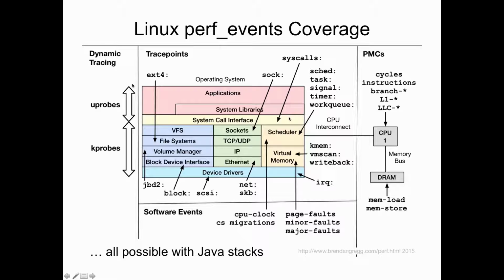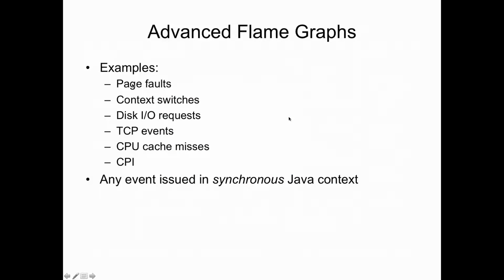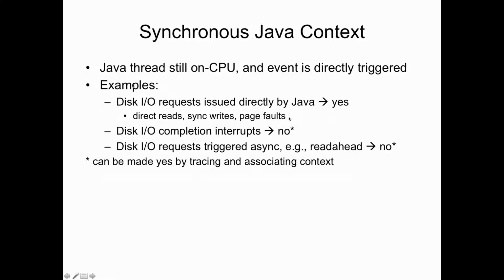So previously, if you'd looked at this stuff and thought, oh, that's really boring, like, all right, fine, I'm doing kernel scheduler stuff, but I need to see Java, I need my Java stack context to make sense of it. Well, now we can do it. It has to be in synchronous Java context. And to tell you what that means, let's say I want to know in my Java code, who is issuing disk I/O. That should be okay. That should be synchronous context. If it's a direct read, if it's a synchronous write, if it's a page fault.